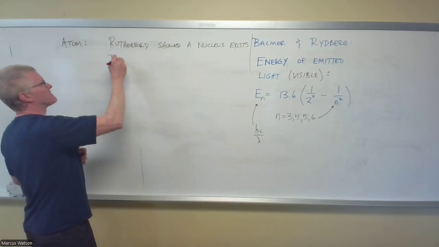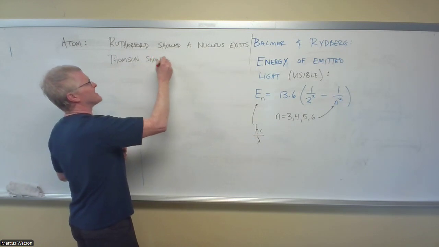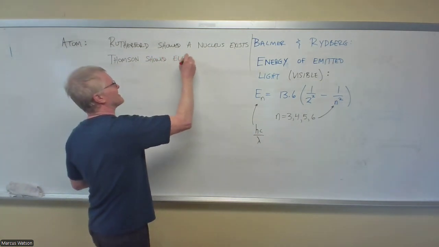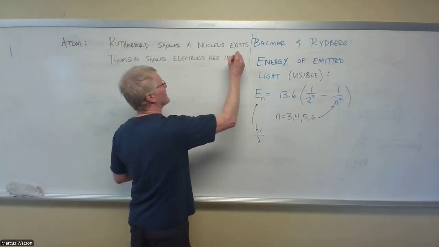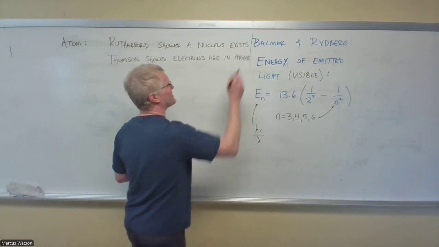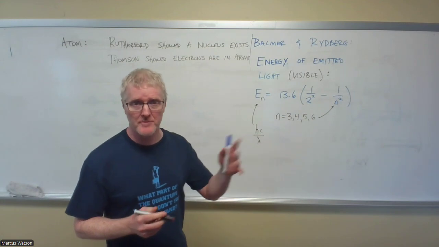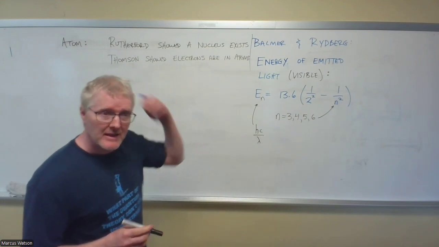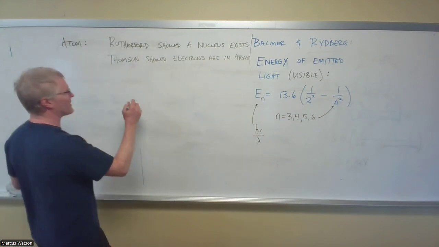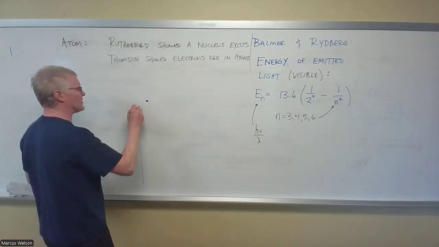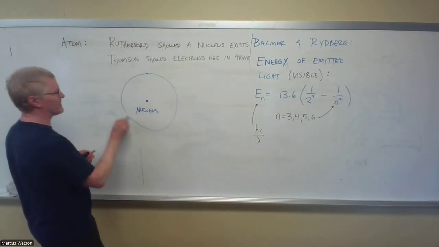Thomson showed that electrons exist, because he took lots of different atoms and always found that electrons are emitted if you heat them up. So from this, Bohr took these two things and said, okay, what if we put the nucleus here and have the electrons go around like this?